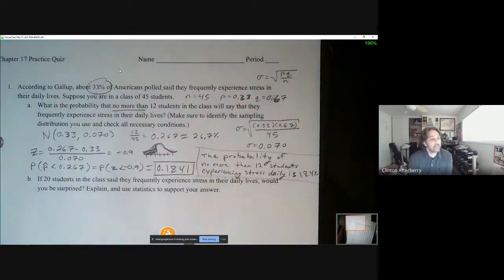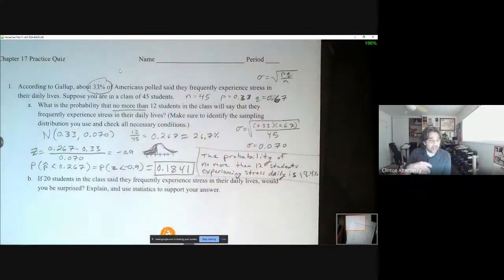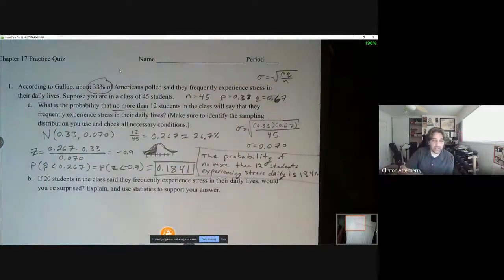Now, reading the question, it says the probability that no more than 12 students in the class will say that they frequently experience stress in their daily lives. So that's a proportion, 12 out of 45, or less than 12 out of 45. That's the sample proportion, and you're going to compare that against the 33%. What's the probability of that happening? You have to think about finding a z-score and then using a z-table to get that probability.